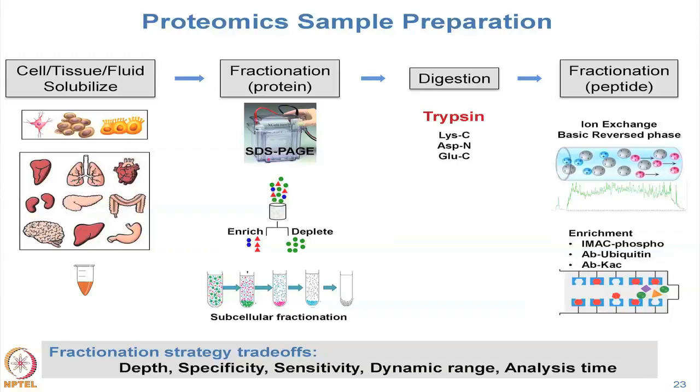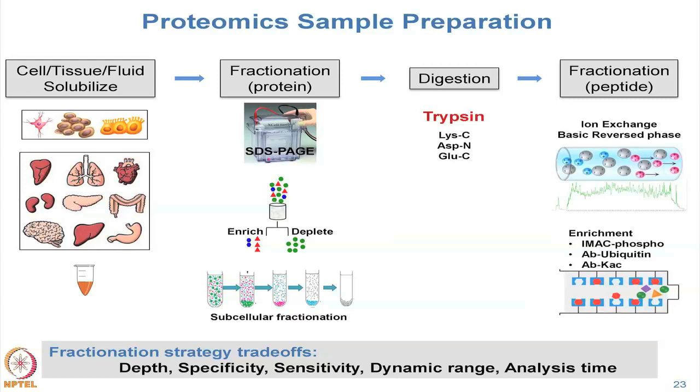Sample preparation. In proteomics, these are some of the basic considerations that you have to make in designing your experiment. We're quite often going to start with either cells, tissue, or fluid. The fluid might be blood, for example. And then there's going to be some set of separations that we're going to choose to do.